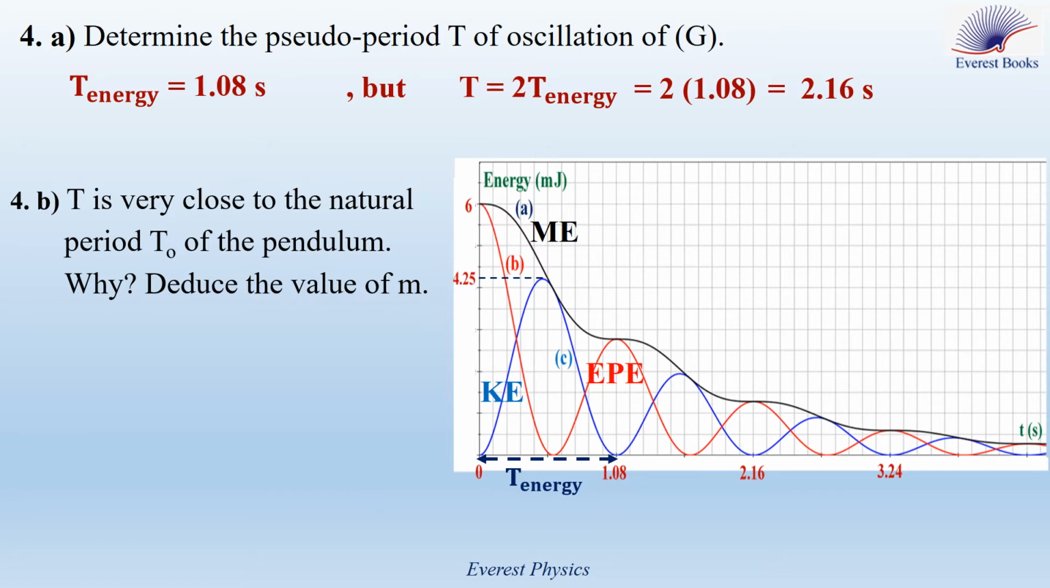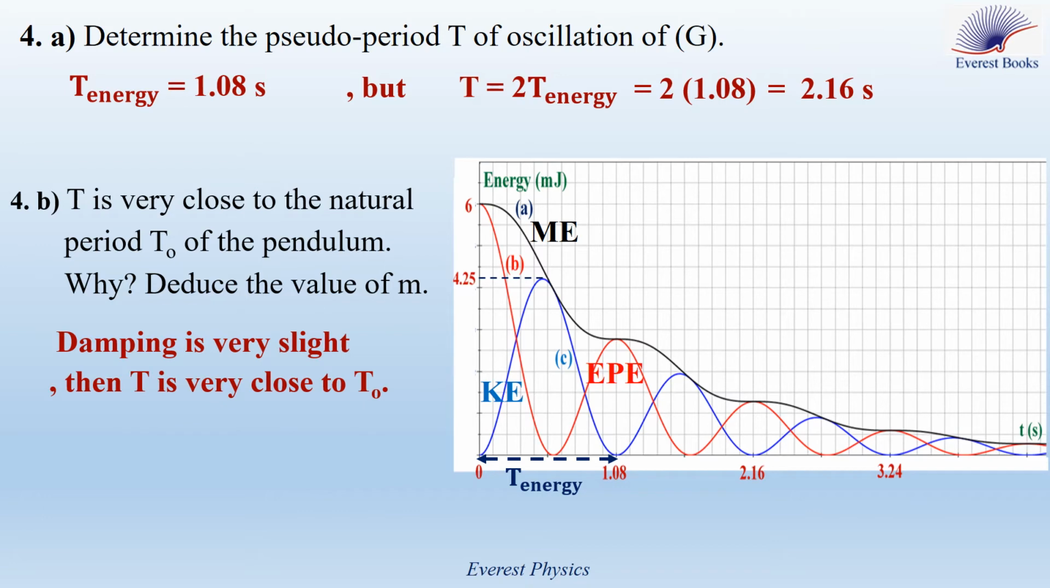Actually, in the beginning of the question, we said that the damping is very slight. And when the damping is very slight, the pseudo-period approaches the natural period and they are almost equal. So T is very close to T0.